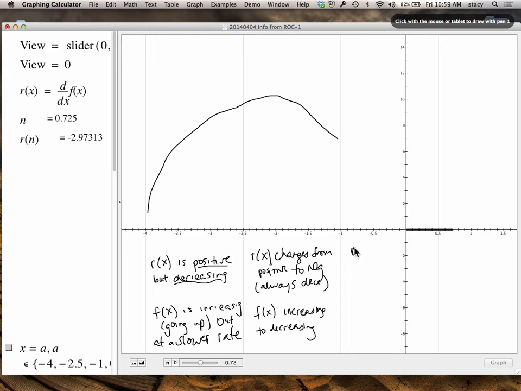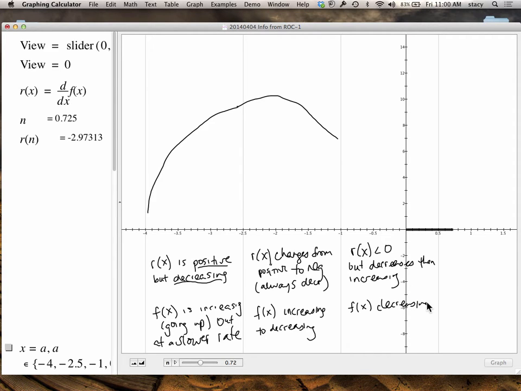So R of X is negative the whole time, but it decreases for a little while, a little bit. Then it switches to increasing, right? But the whole time it's negative. So what does that mean about the function f? It's decreasing the whole time because the rate of change is negative, but the rate at which it decreases, increases for a little bit and then decreases, right?